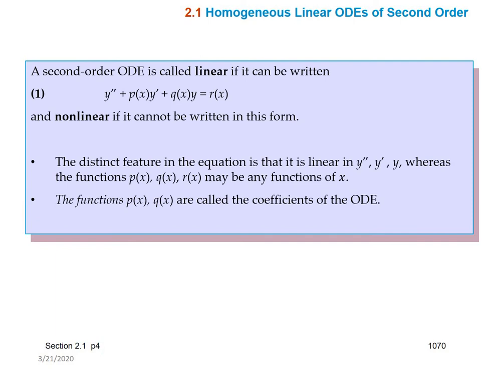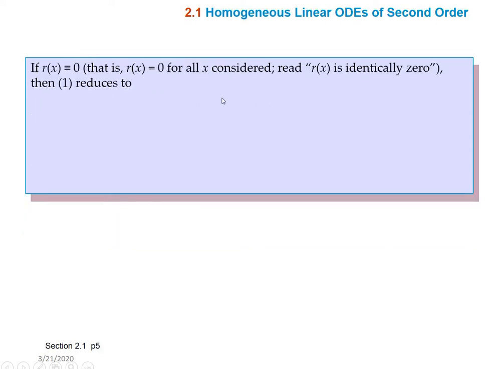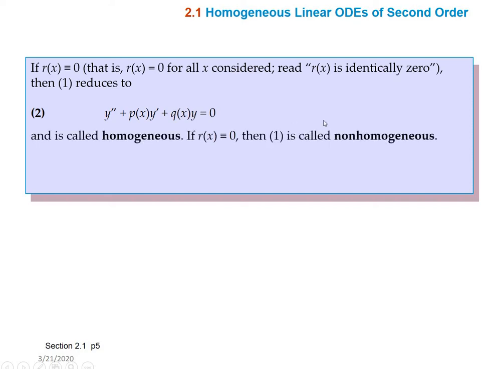Now let's discuss the right hand side, the same thing we did for first order. If this term is 0, we call the equation homogeneous. If this one is not 0, we call it non-homogeneous. A homogeneous equation can be reduced to y double prime plus p of x y prime plus q of x y equals 0. So this is a homogeneous, linear, second order ODE. And it is non-homogeneous if I do have some function of x on the right hand side.